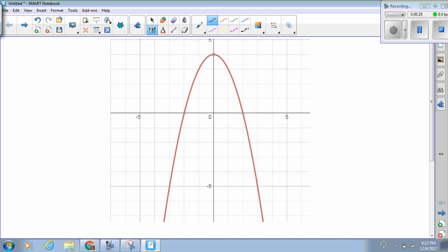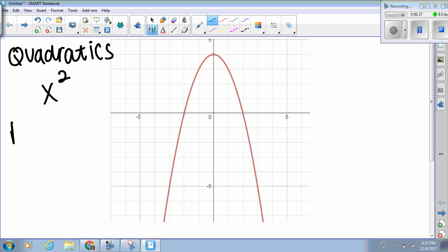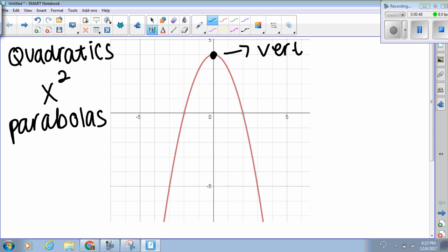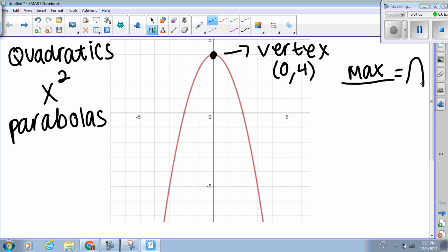So we're working on quadratics. This is new stuff. Everything looks like x squared. So x squared means parabolas. All of our graphs are called parabolas. The parabolas have vertexes. A vertex is the highest or lowest point. In this case, our highest point is at (0, 4). Since it's a highest point, it looks like a mountain. It has a maximum. So the mountains have maximums. If it looks like a U, that's a minimum.